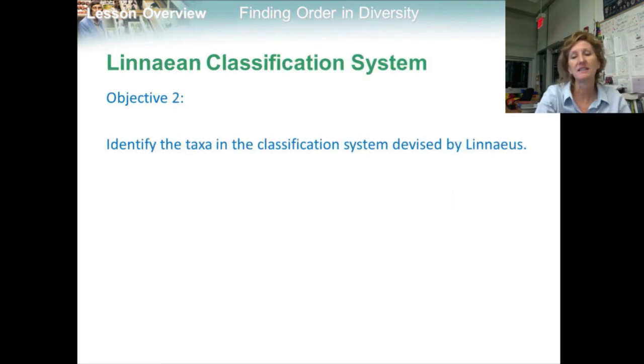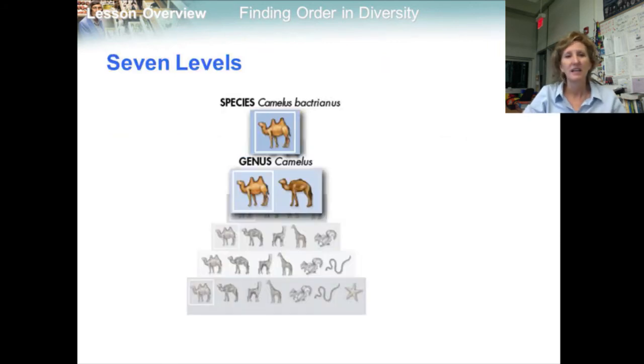Objective 2 is identify the taxa in the classification system devised by Linnaeus. So, Linnaeus also developed a classification system that organized species into a hierarchy of ranking. In deciding how to place organisms into larger groups, Linnaeus grouped species according to anatomical similarities and differences. Linnaeus identified just 4 levels in his original classification system. Over time, it would expand to include 7 taxa, or levels, and they are species, genus, family, order, class, phylum, and kingdom.